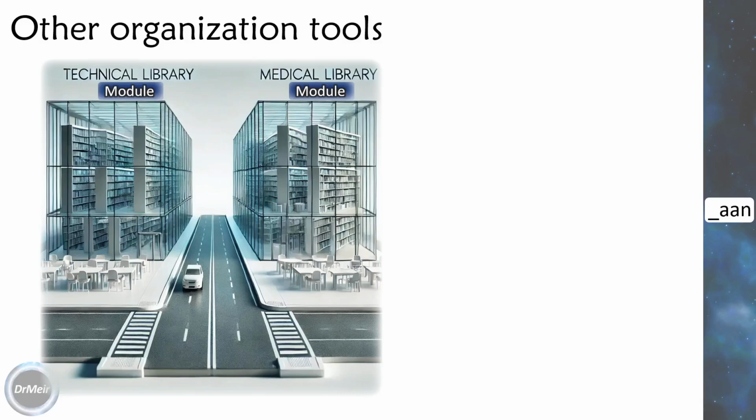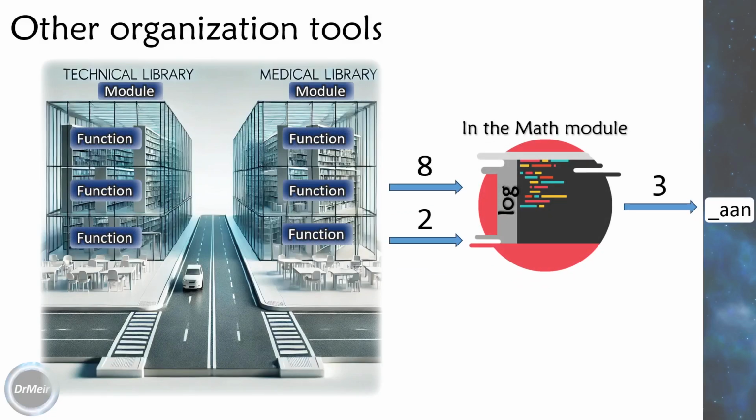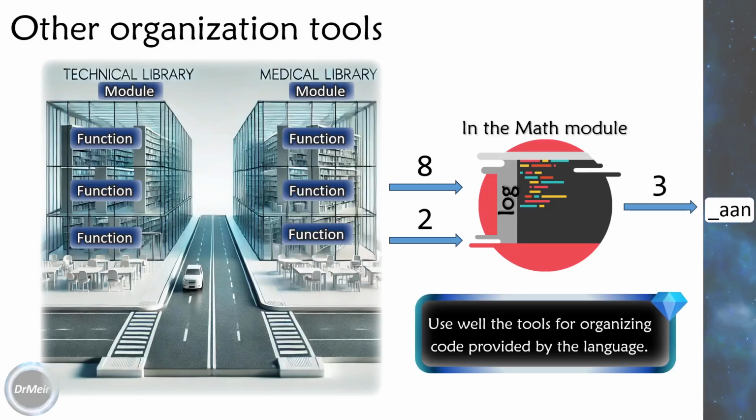While we are on the topic of organizing software, modules are not the only way to organize your code. Just as each library wing is organized into floors, halls, shelves, and so forth, there are also ways to organize code within a module. A function is one such way. For example, the log function in the math module of the standard library contains all the lines of code necessary to compute a logarithm. The principle to take from this is that it is essential to make good use of the tools for organizing code provided by the programming language you're using.